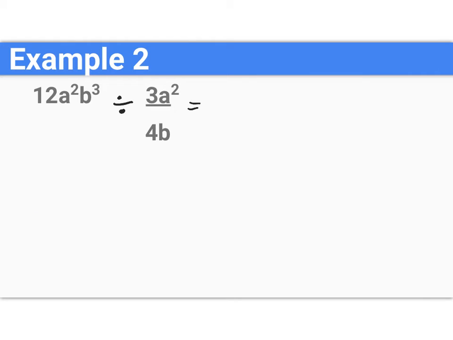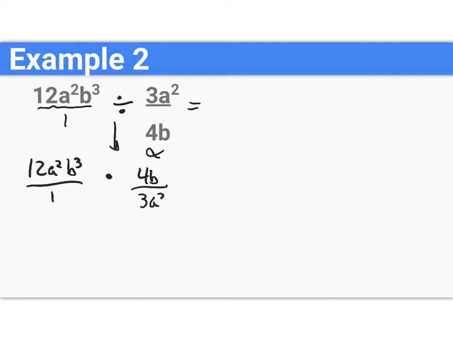So when you have a whole term with no fraction, put it over 1. And now we can go ahead and flip. So we're going to take 12a squared b cubed, change the divide to times to multiply, and flip the second one. So now it becomes 4b over 3a squared.